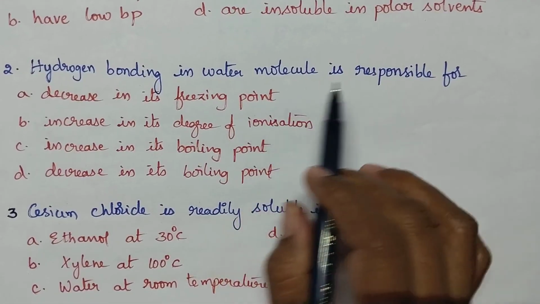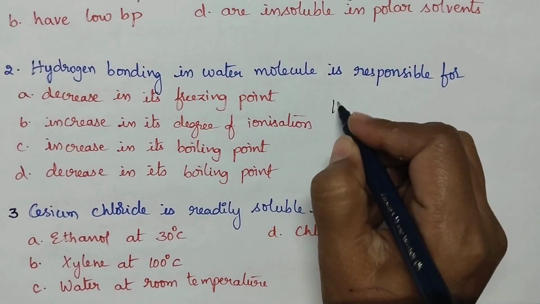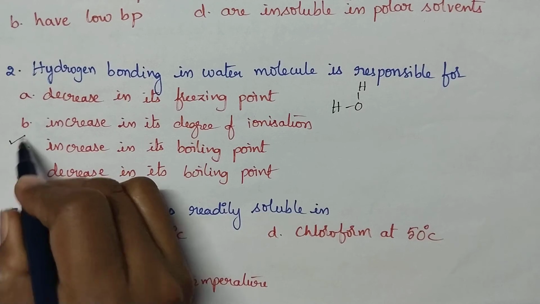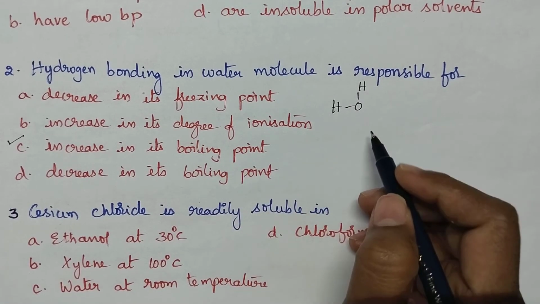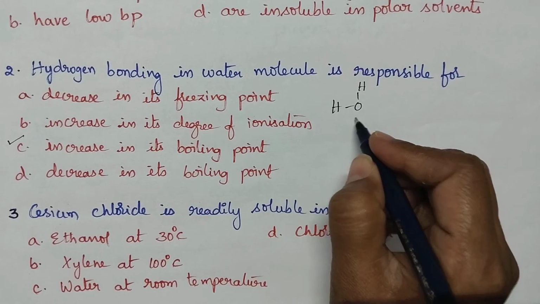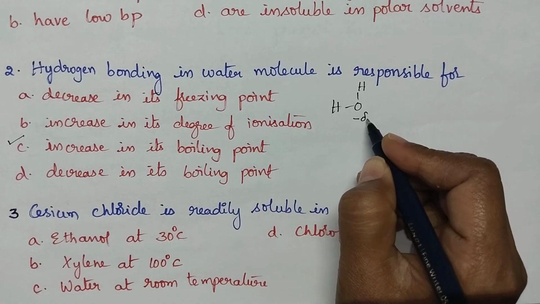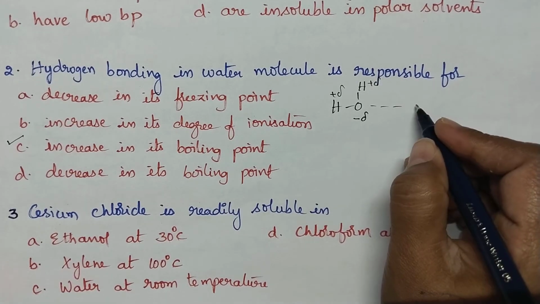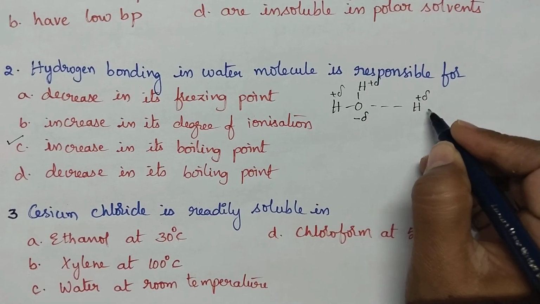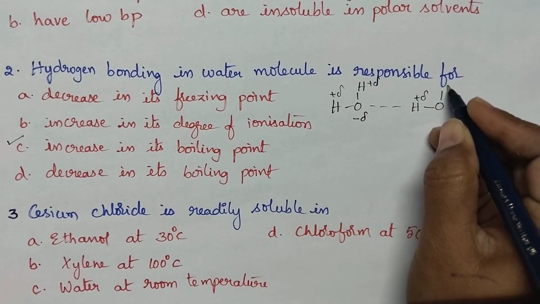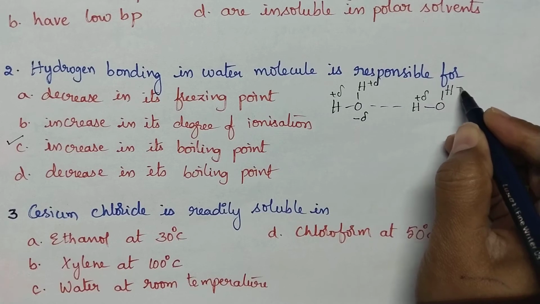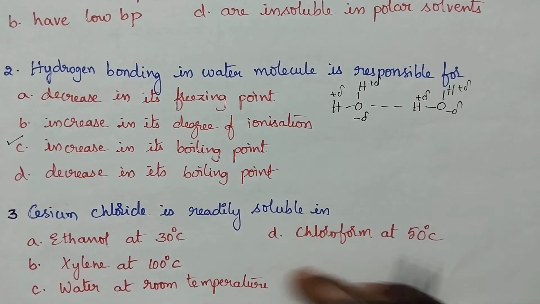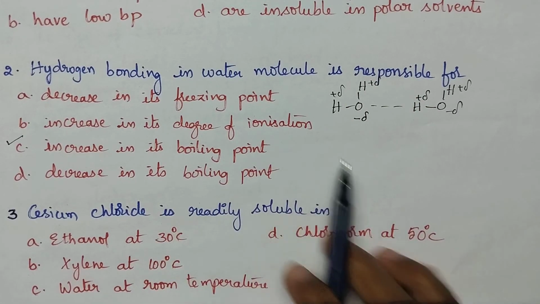Hydrogen bonding in water molecules is responsible for. So hydrogen bonding in water molecules is responsible for increase in its boiling point. Let us see the hydrogen bonding. Whenever we consider water molecules, here oxygen is more electronegative, it acquires the partial negative charge, and the hydrogen atoms acquire the partial positive charge, and hence they will be attracted towards the oxygen atom of another molecule. So with the result, what happens? There exists a strong electrostatic force of attraction, and hence all the water molecules are interlinked and hence they will have high boiling points.